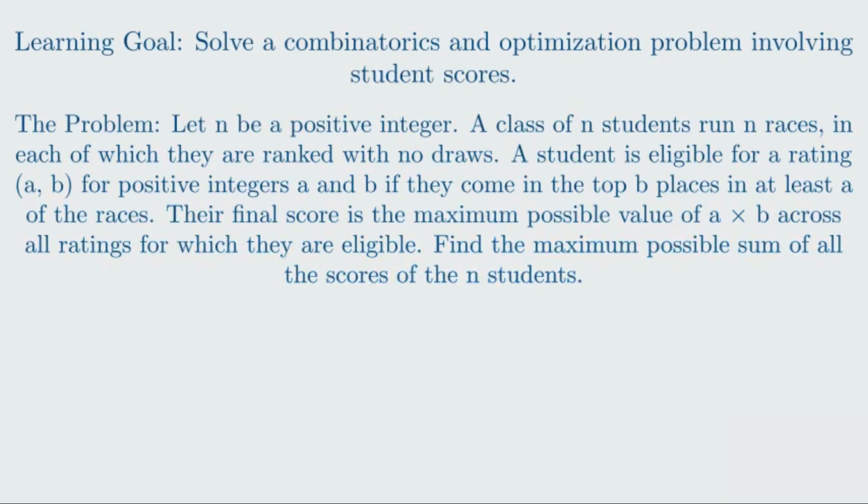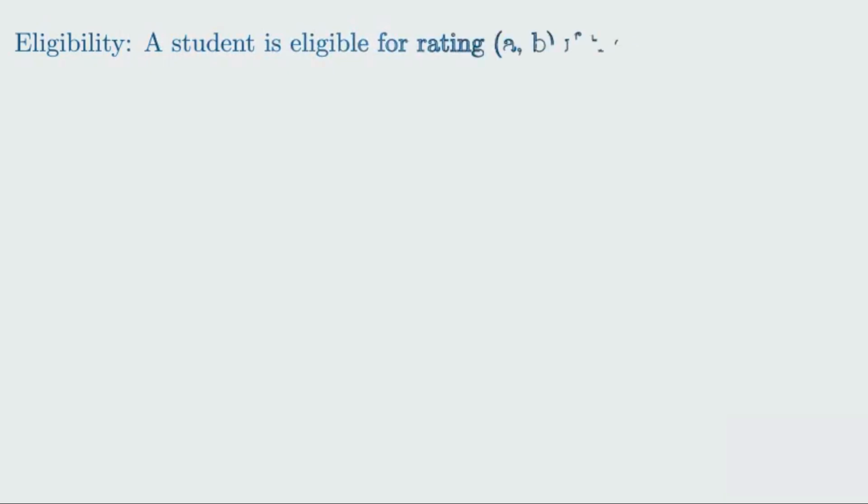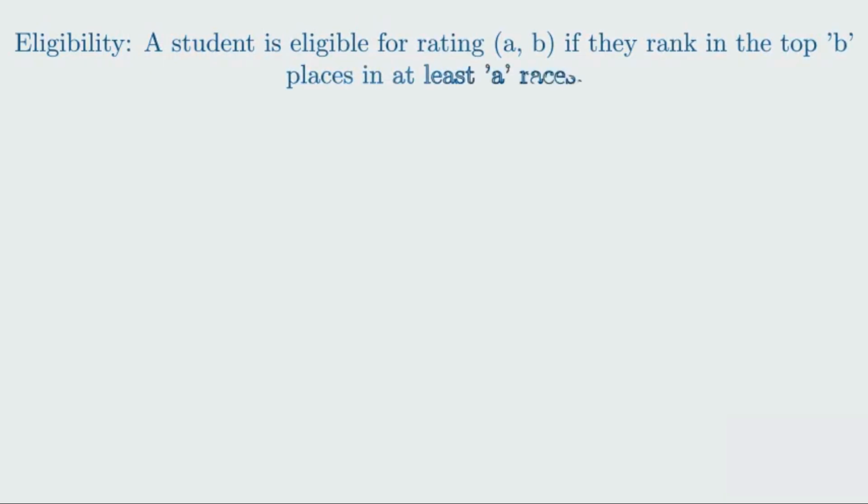It's a lot to unpack, so let's break it down. Let's first understand the core concepts. We have n races and n students. The first key idea is eligibility. A student is eligible for a rating, A B, if they finish in the top B positions for at least A races. Think of B as the group size, and A as the consistency requirement. For example, a student is eligible for a rating 2, 3 if they were in the top 3 places in at least 2 of the races.